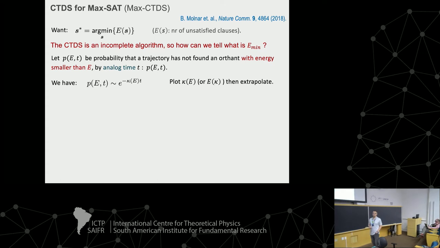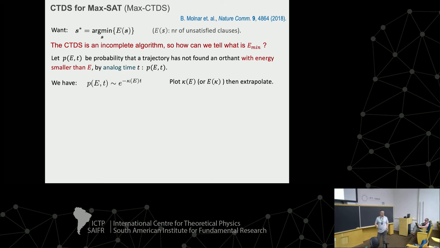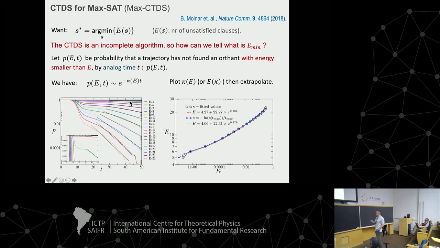So I mentioned MaxSAT, which is trying to find solutions for problems that don't have full satisfiability, and to minimize the number of unsatisfied clauses. So I'm going to show you that if you modify this system, you can solve those as well. Here we define the energy at a given point in space. If I give a certain set of S values, some of the clauses will be satisfied, some unsatisfied. So E of S is defined as the number of unsatisfied clauses. And we monitor the probability that the trajectory has not found an assignment with an energy smaller than E. When you look at those, you find that it also decreases exponentially.